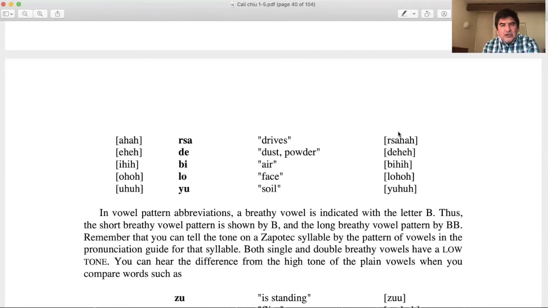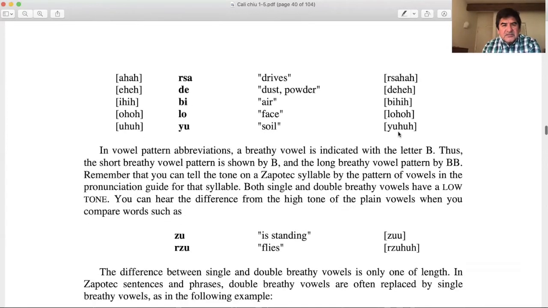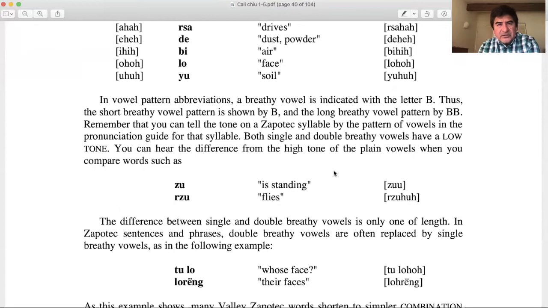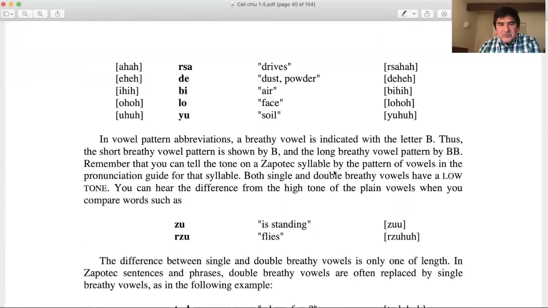Face, lo, lo. And lastly with the U, soil or dirt. So as you can, hopefully you can hear, and we can come back to that. Or if you want to, you can just listen to the first word, which is grease. And then hopefully you could hear the difference between grease and drive.